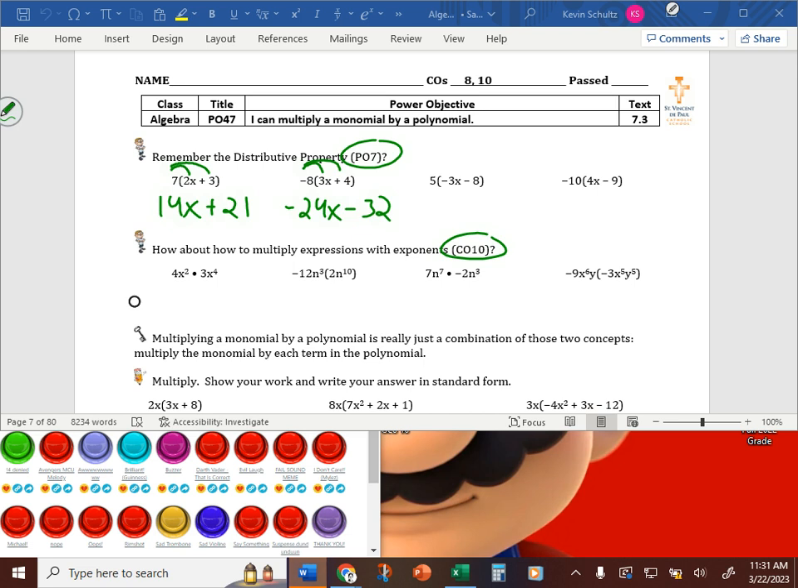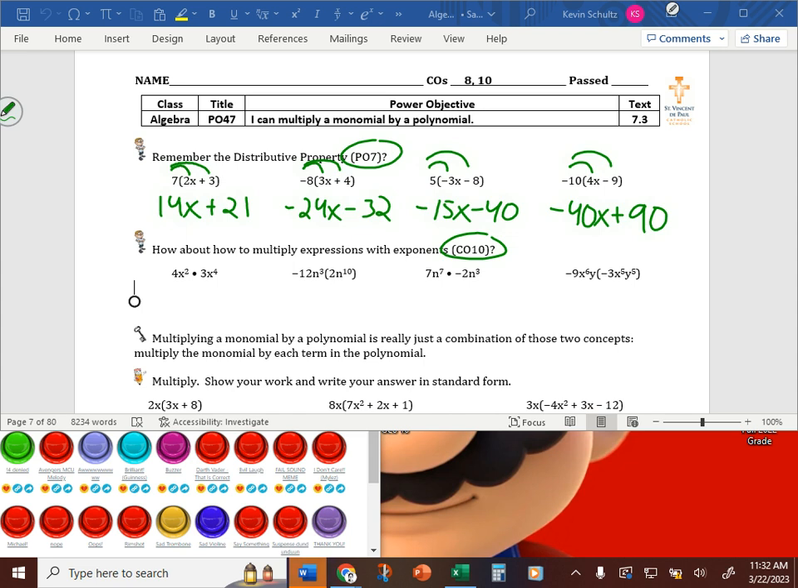Next one. Who's got it? Negative 15x minus 40. 5 times negative 3x, negative 15x. 5 times negative 8, negative 40. And lastly, negative 40x plus 90. Good with that sign. A negative 10 times a negative 9 is a positive 90.